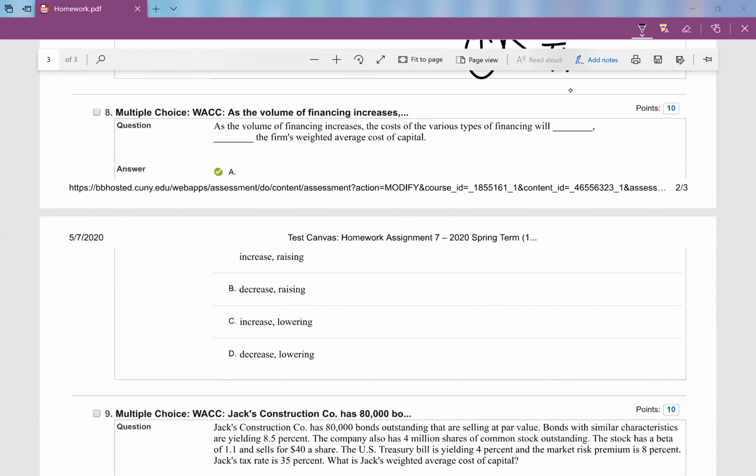Next one. As the volume of financing increases, the cost of the various types of financing will, of course, increase, because you need more financing. For example, if you apply for more loans from the bank, you will be charged a higher interest rate. If the cost of financing increases, that means the cost of capital is rising. If you try to get more loans from the bank, you need to pay more cost. Your financing cost will be increasing.